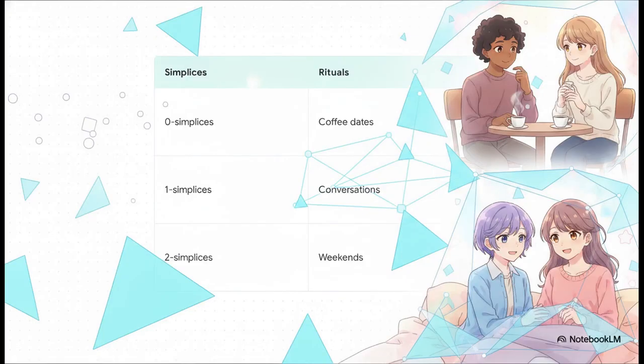Let's move to how this builds because it's fascinating. Notice how geometric building blocks called simplices map directly to their relationship rituals. They construct their relationship the exact same way a mathematician builds a simplicial complex. They start with 0 simplices, or discrete points. Those are their individual coffee dates. Then they draw edges between those points, 1 simplices, through their deep conversations. Finally, they fill in the space to create solid triangles, or 2 simplices, by spending entire weekends together. They are literally filling in the emotional gaps to build a solid structure.